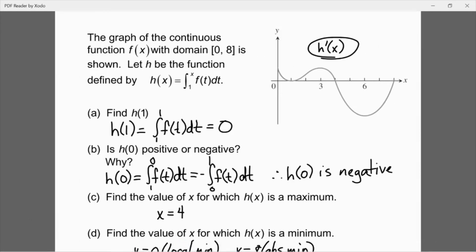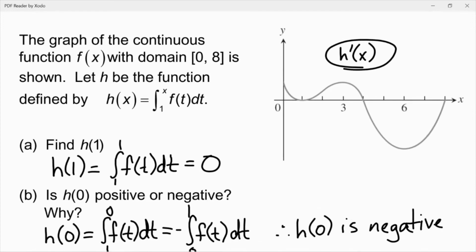Okay, so here's what you should have ended up with. Let me show you how I typically solve these problems. The first thing I always do on these types of questions is make sure I label my graph in terms of what function we are interested in here. They said h is the integral of the f function.